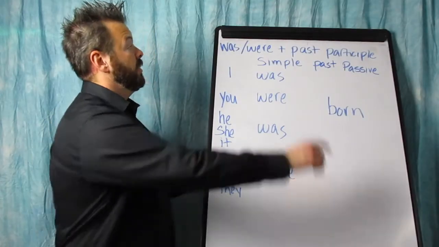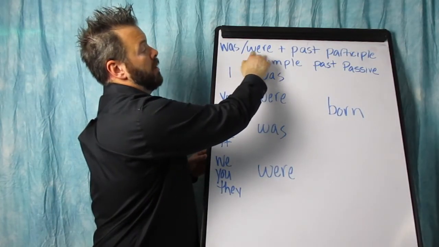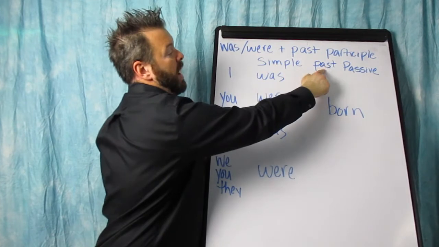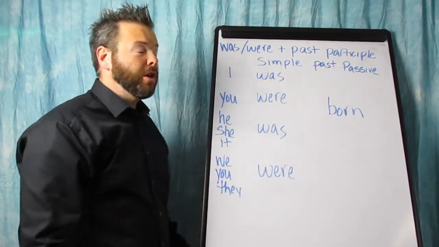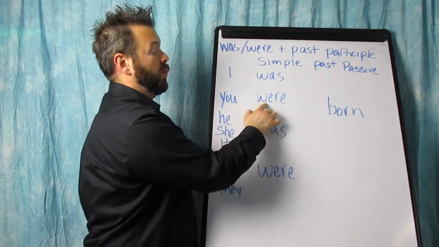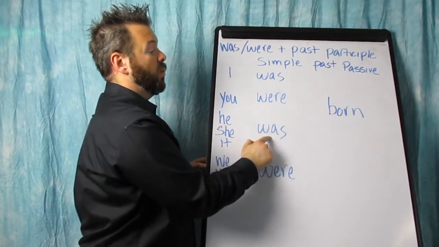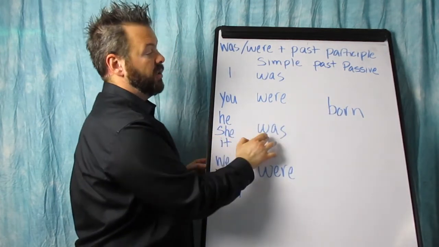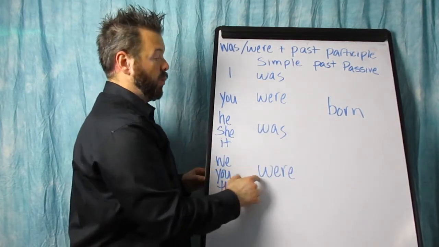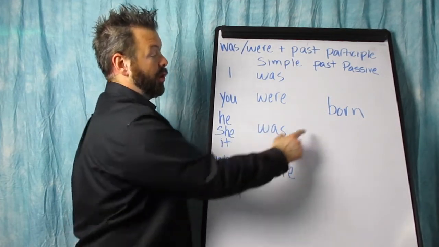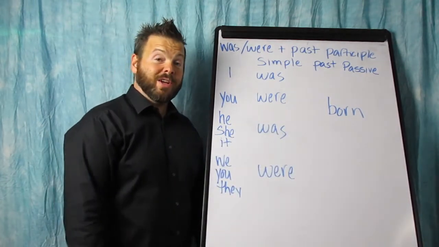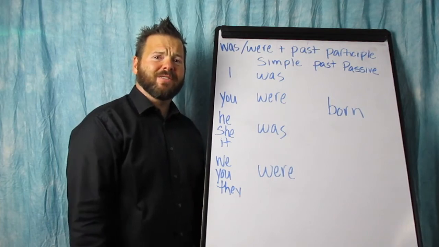Okay, here, was or were plus the past participle equals the simple past passive. Let me read the following for you. I was born. You were born. He was born. She was born. It was born. We were born. You were born. And they were born. Pause the video here, write everything down, and read it to yourself.